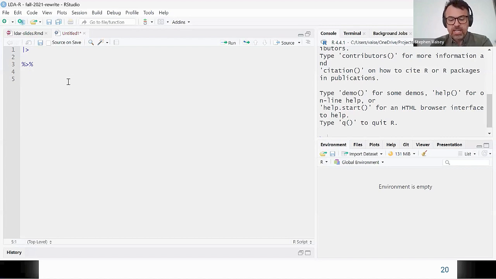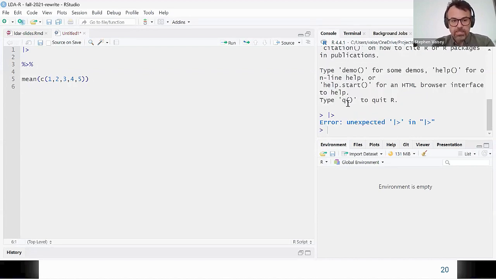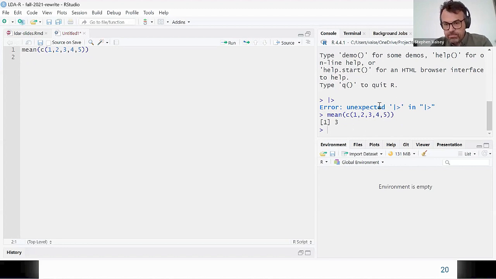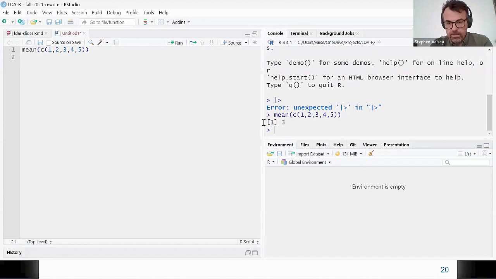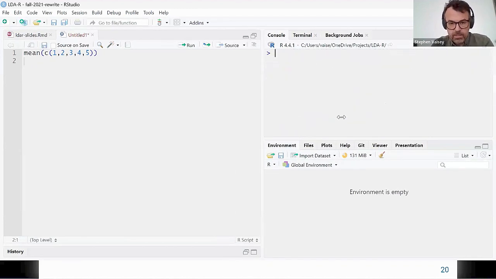So here would be the traditional way. Again, many of you know this already, so my apologies to people who already know this. If I say, what's the mean of 1, 2, 3, 4, 5? If I want to know what the mean of that is, you can see the mean is 3. Let's do this again. Okay, so the mean here is 3.